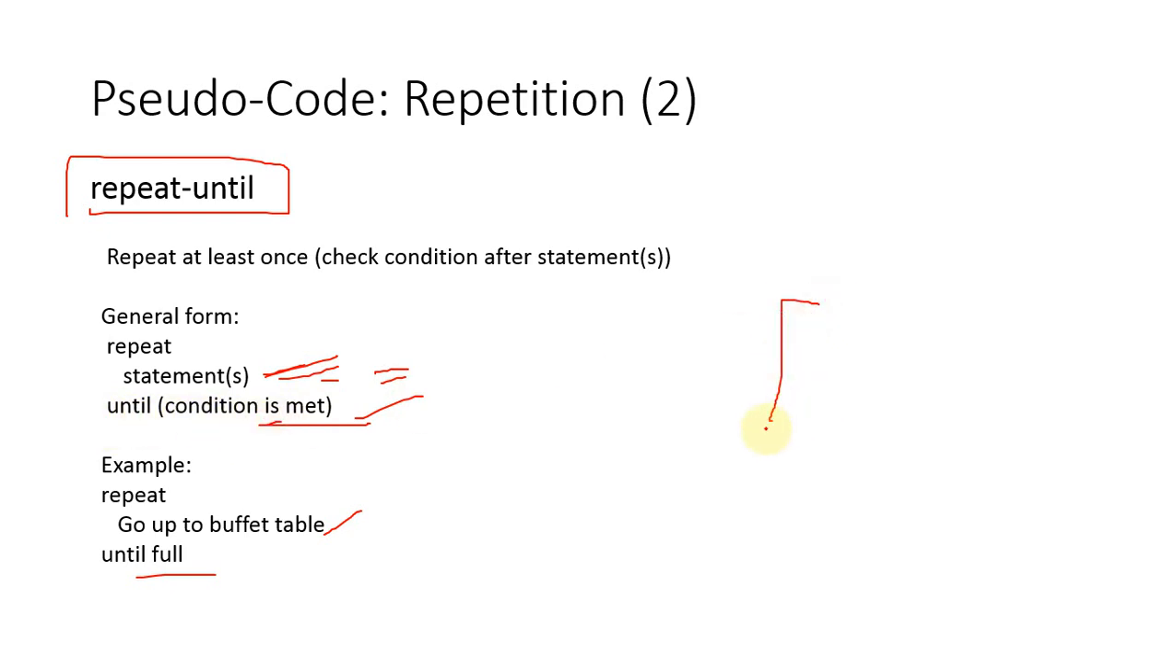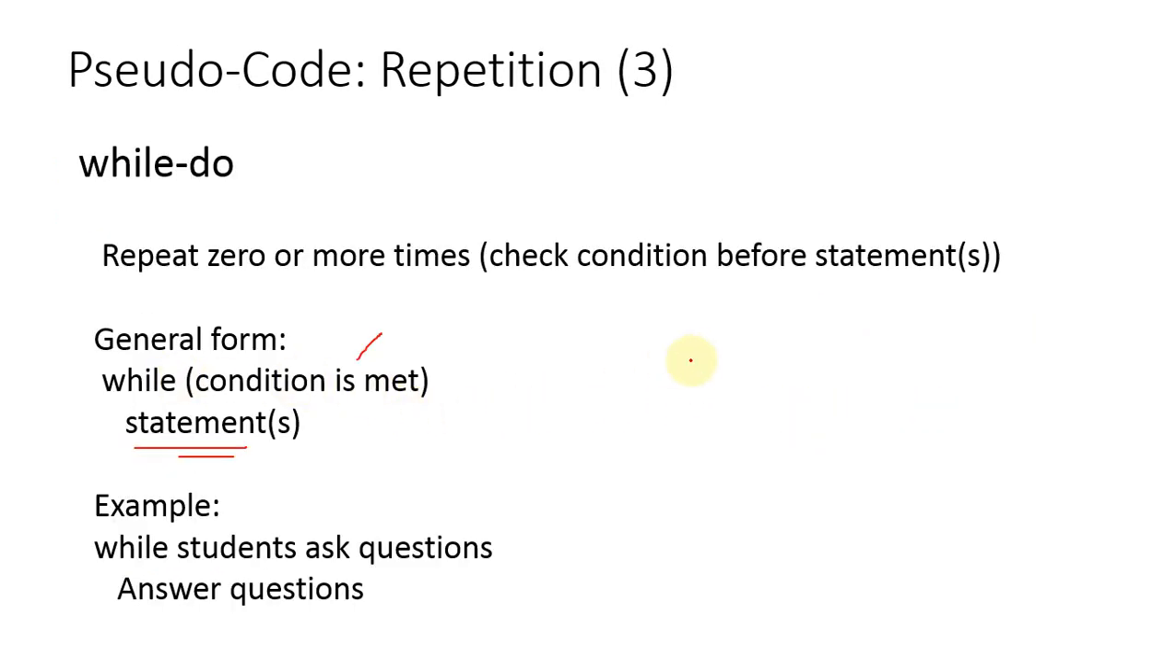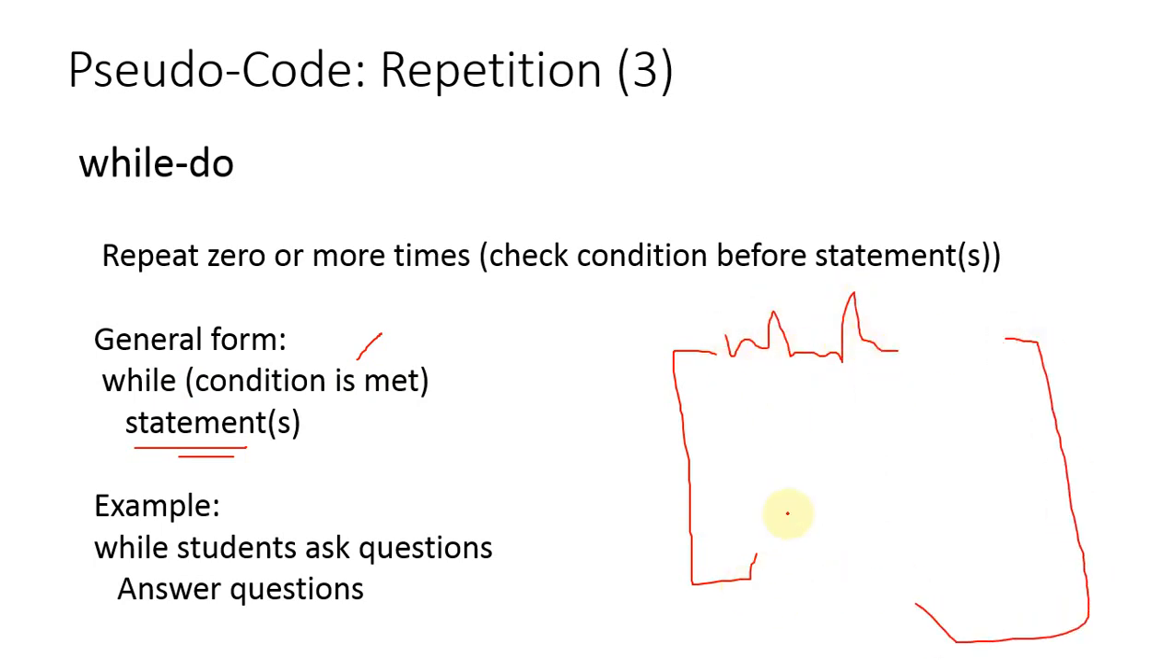So if it is a block, the condition is here, and there are the statements to be executed. But in the case of while, the condition will be at the beginning. Here the while condition is there, and here there are statements to be executed. While students ask questions, answer questions.